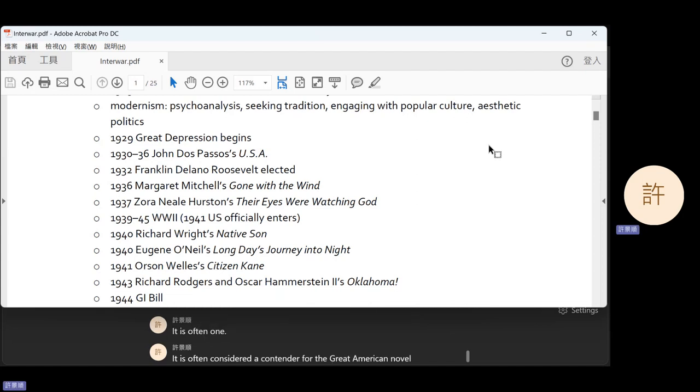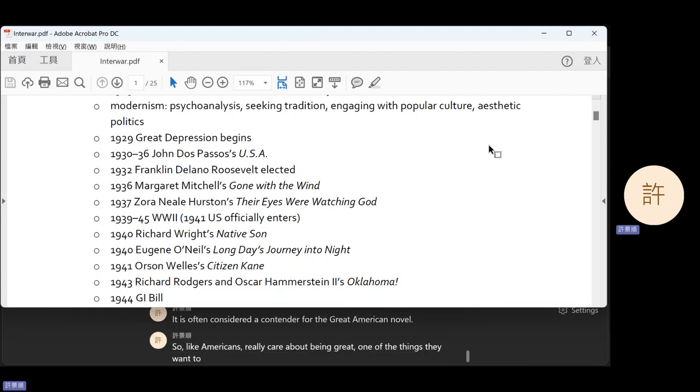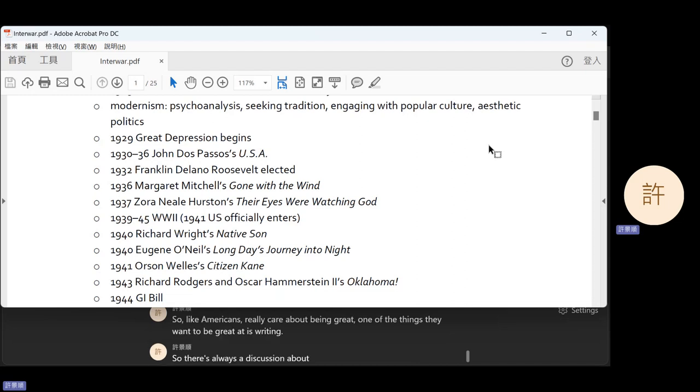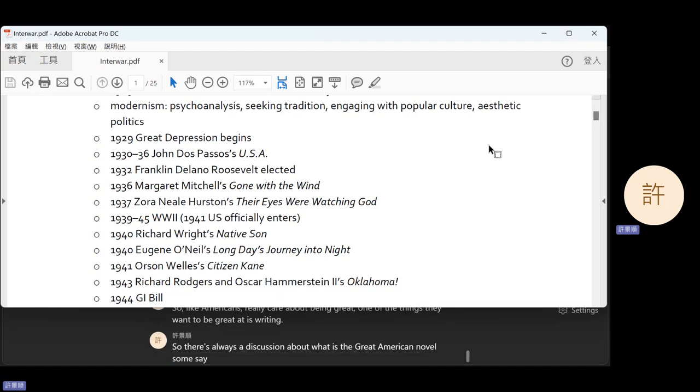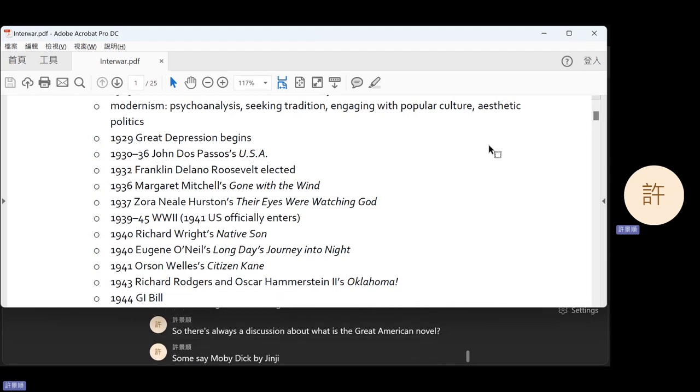So Americans really care about being great. One of the things they want to be great at is writing. So there's always a discussion about what is the great American novel. Some say Moby Dick by Melville. Some say The Sound and the Fury by Faulkner. We just talked about this. Some say it's the USA trilogy.